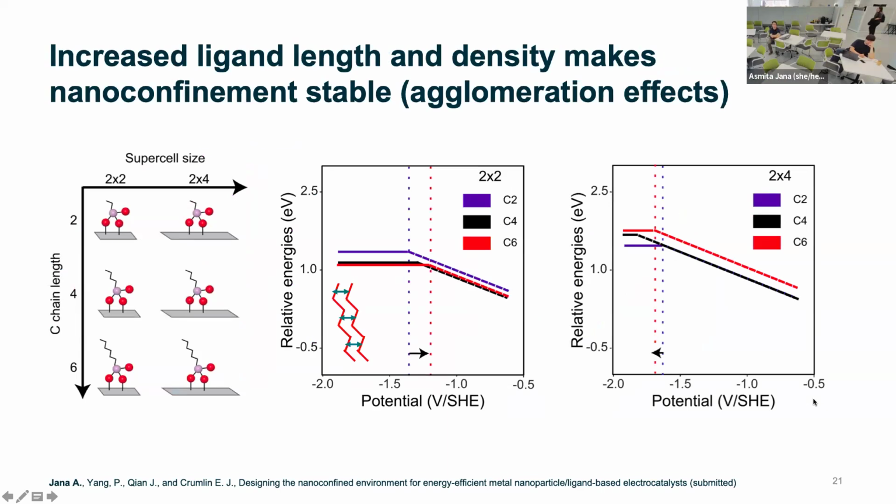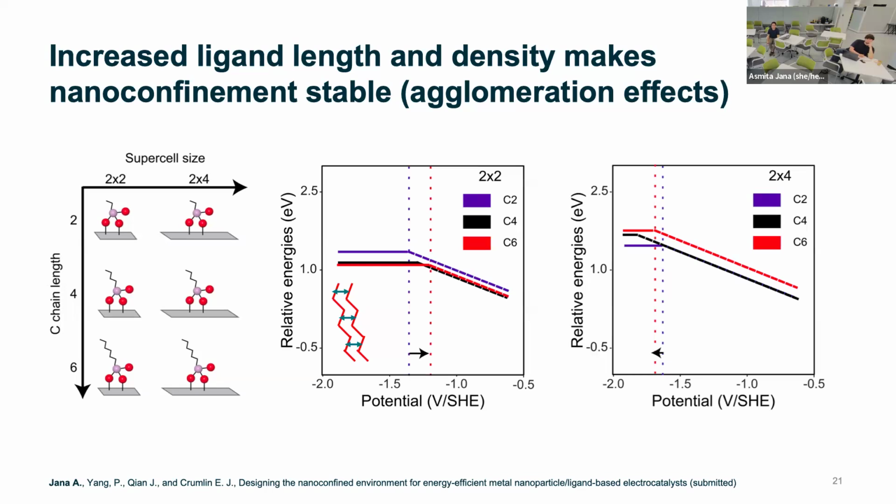Let's first consider the ligand situation. So in my previous project so far, I have looked at one ligand in a 2x2 supercell, and I have looked at a C4 chain. So I've looked at this system. Now I've expanded it to include 5 other systems. So I've changed the ligand density from 2x2 to 2x4. And I've changed the carbon chain length, going from 4 to 2 and 4 to 6. So I have 6 systems in total.